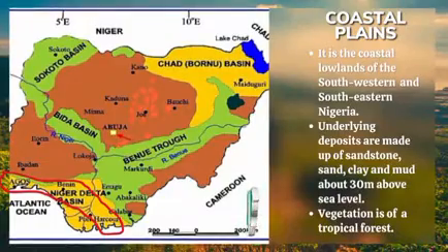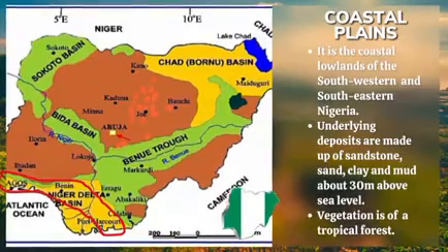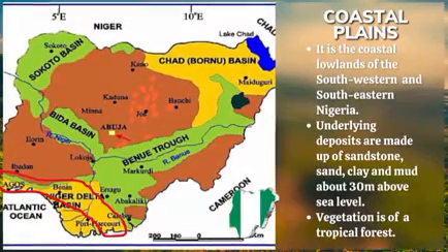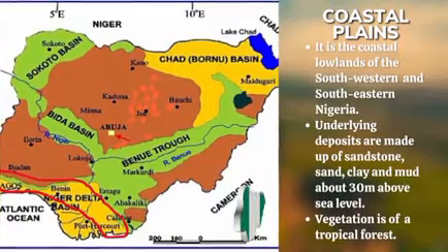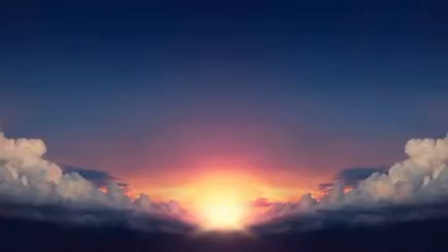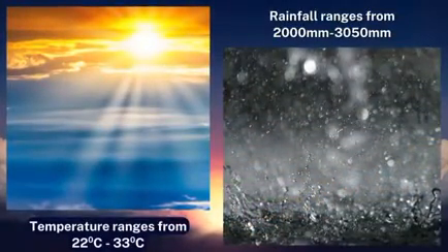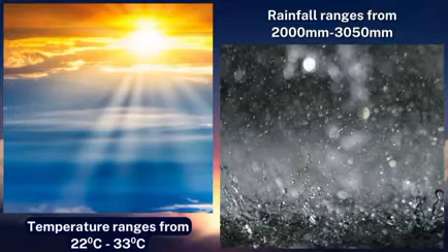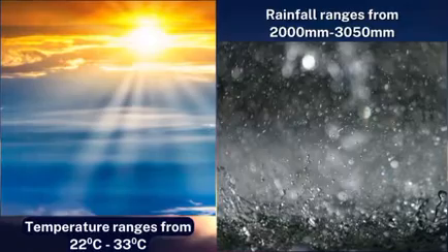The coastal plain is found in the lowland southwestern and southeastern parts of Nigeria, which is made up of deposits of sandstone, sand, clay, mud, and here we can see that it is about 30 meters above sea level, and the vegetation is of the lowland tropical rainforest because of the excessive or probably moderate rainfall. The rainfall can range from about 2,000 millimeters to 3,050 millimeters per annum. And we have the temperature, which is of the moderate range from 20 degrees Celsius to 33 degrees Celsius.